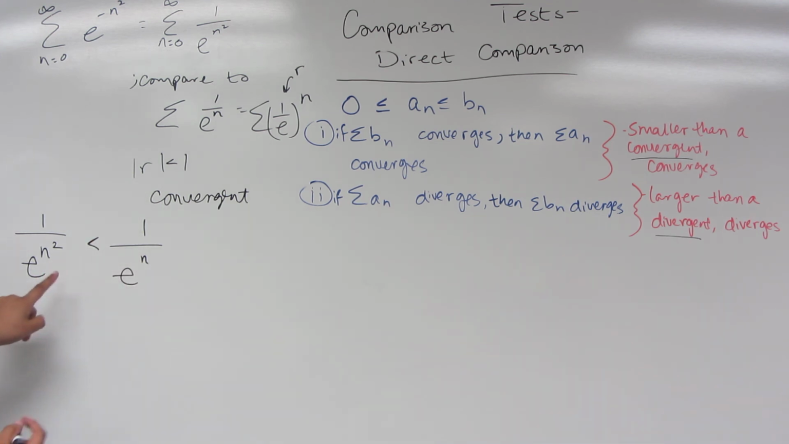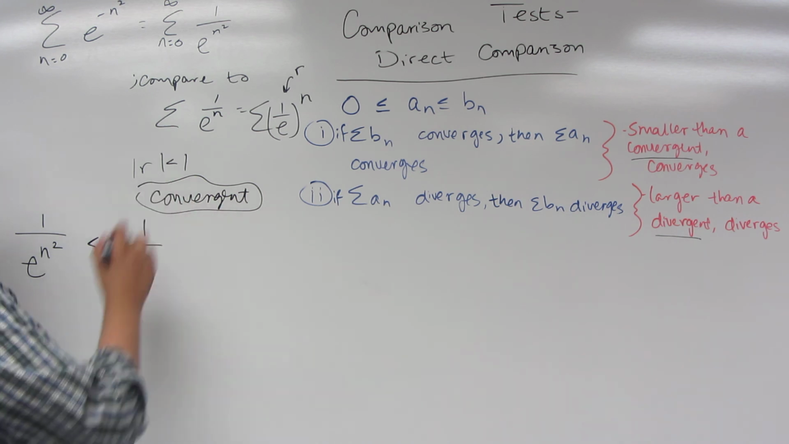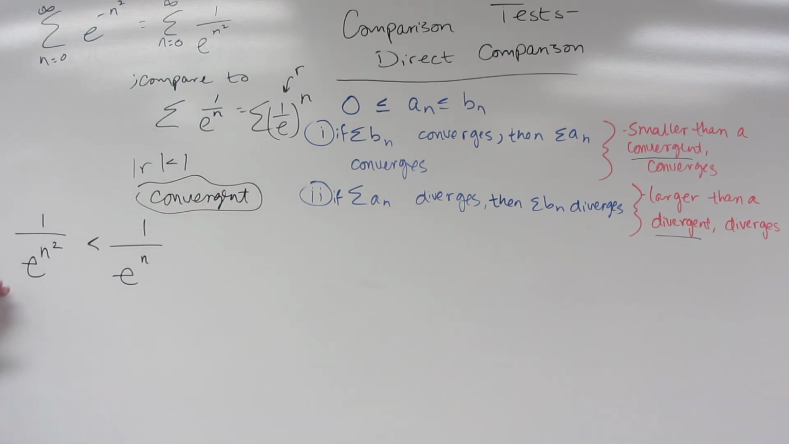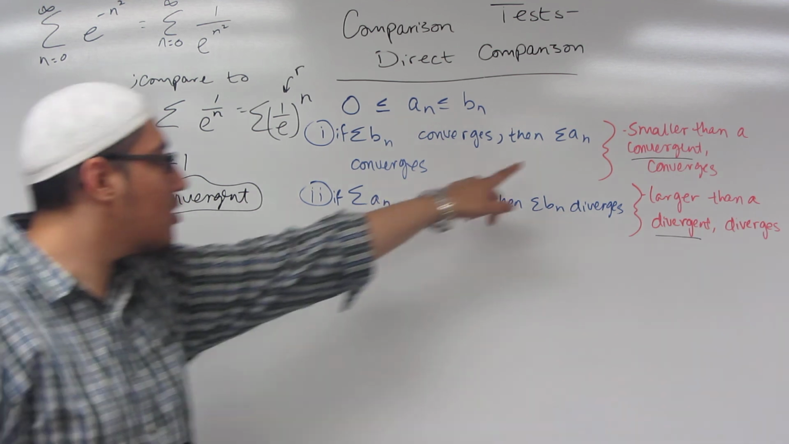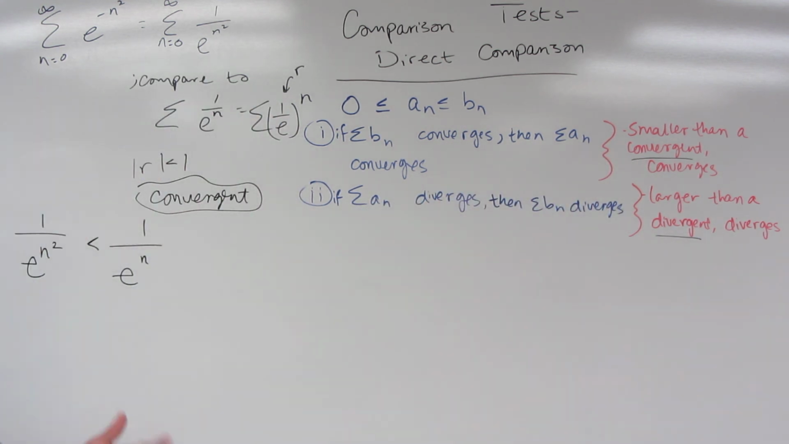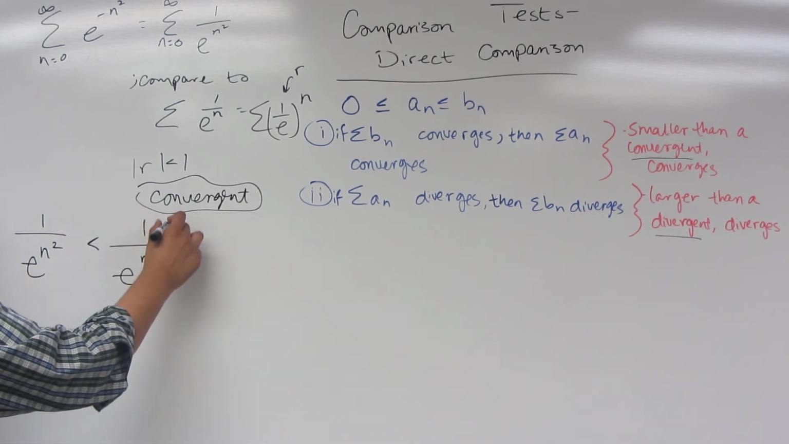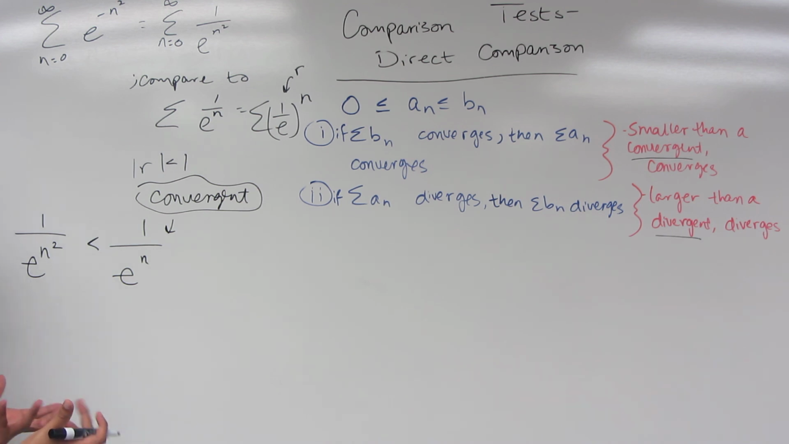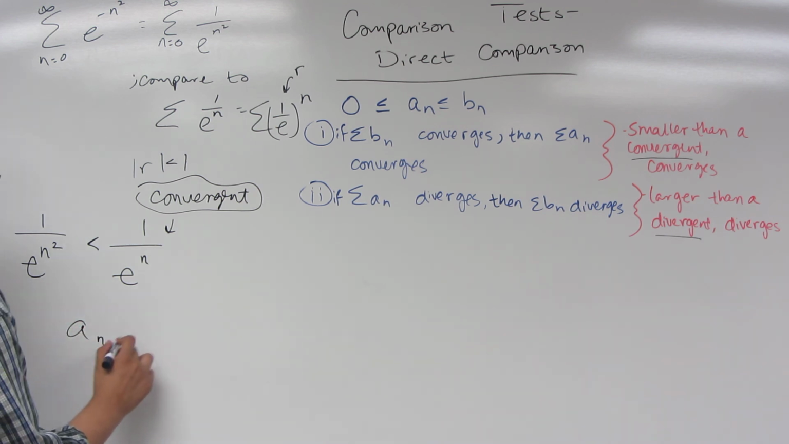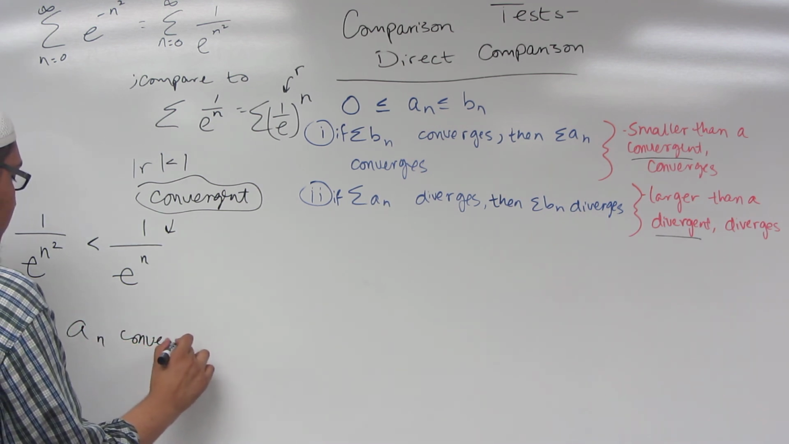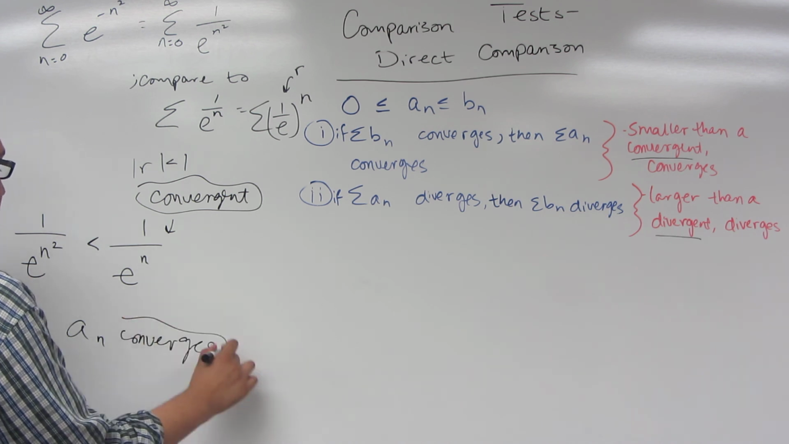In other words, a sub n is smaller than a convergent series. So if we are smaller than a convergent, our series converges. A sub n is smaller than a convergent, because this is convergent. So smaller than a convergent, we converge. Therefore, a sub n converges.